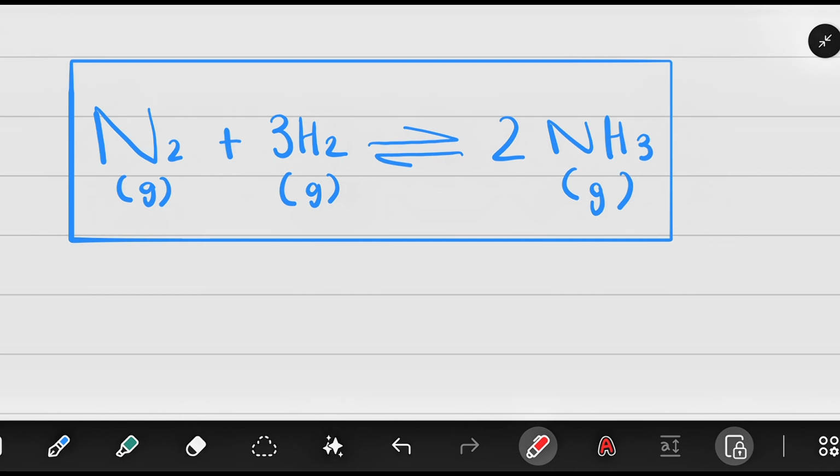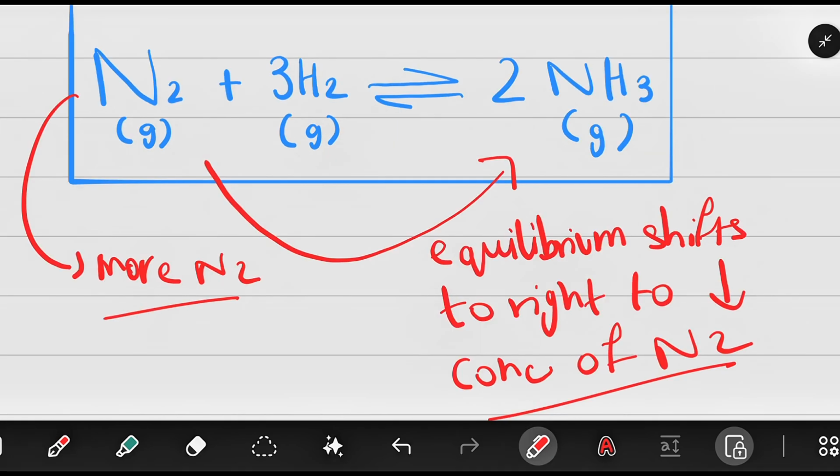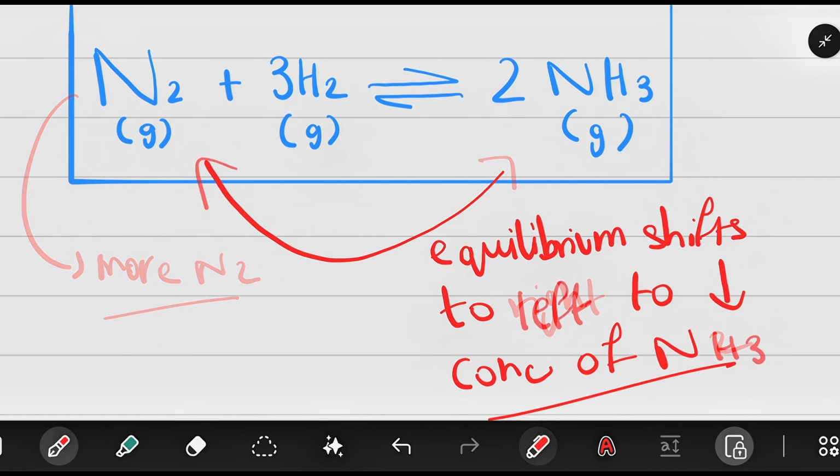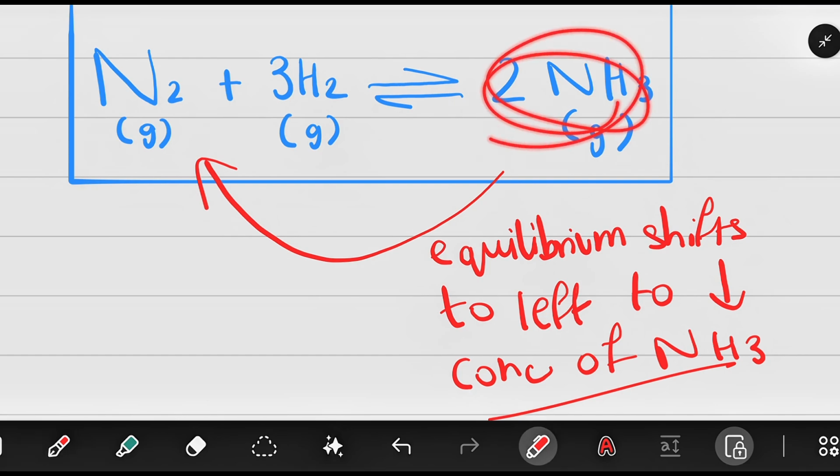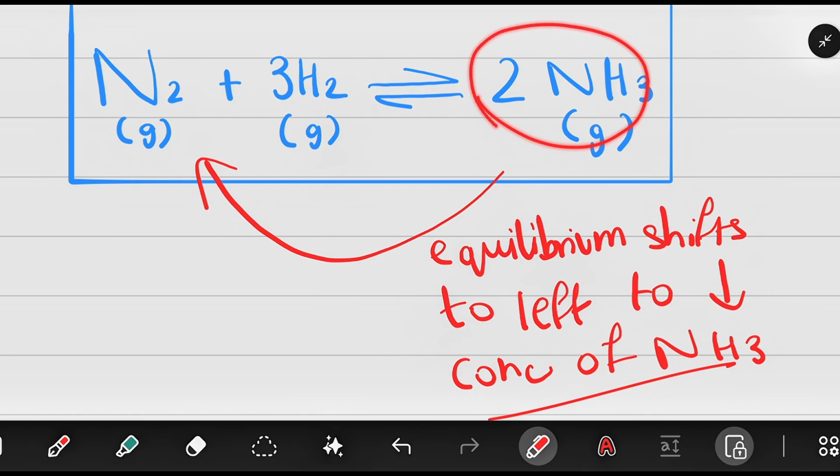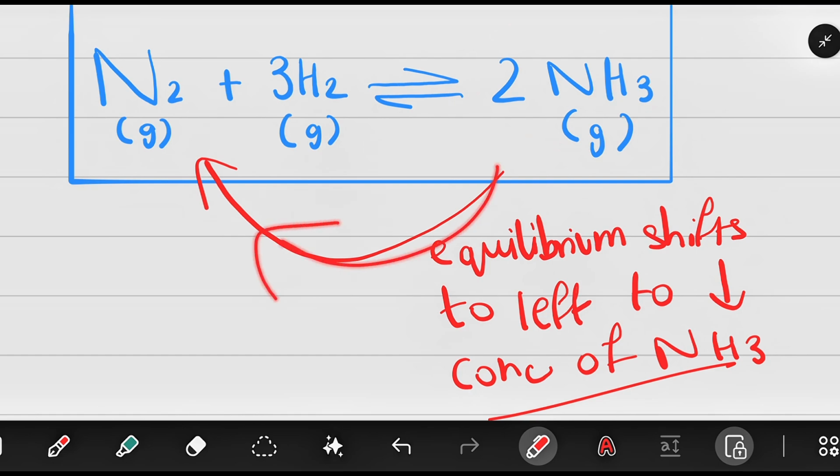Now you may ask why. If I explain this to you in writing, this is basically what it means: if we added more nitrogen, then the equilibrium will shift to the right to decrease the concentration of nitrogen, because it is counteracting the change of adding more nitrogen. Now if we look at it the opposite way, if we added more ammonia, for example, the equilibrium will shift to the left to decrease the concentration of ammonia that we added. It increased the concentration, right? So to decrease that, it will move to the left.